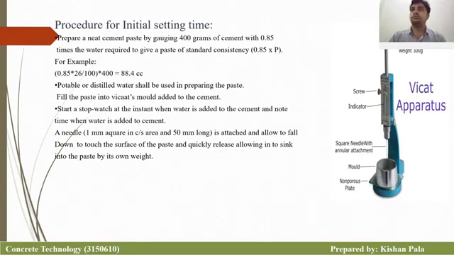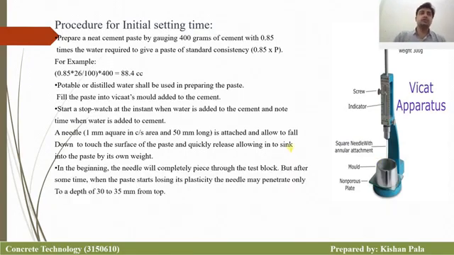Then for the initial setting time, you have to use a needle 1 mm square in cross-sectional area and 50 mm long, which is attached and allowed to fall with its own weight. Here you can see in the figure you have to attach the needle at this portion. Clear? It is allowed to fall down to touch the cement in the mold and quickly released, allowing it to sink into the paste by its own weight. Clear? So in the beginning, the needle will completely pass through the test block.